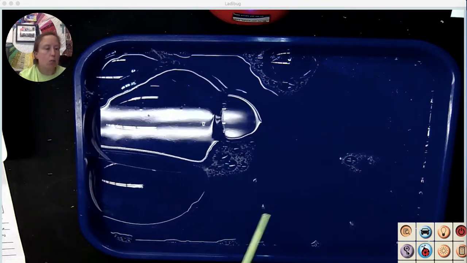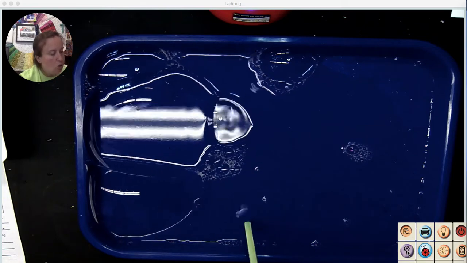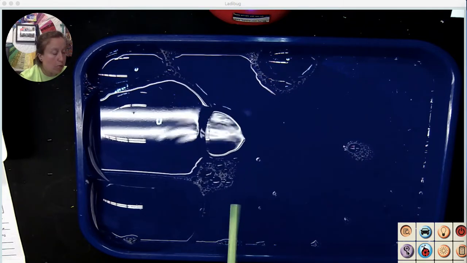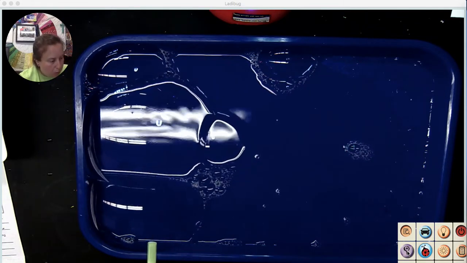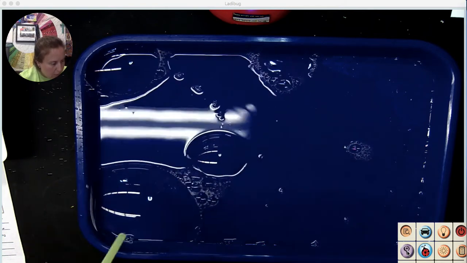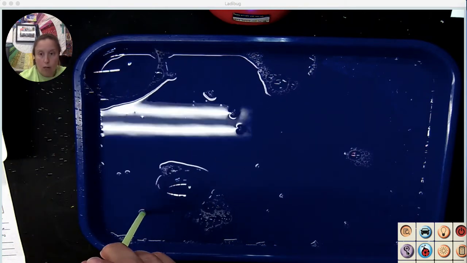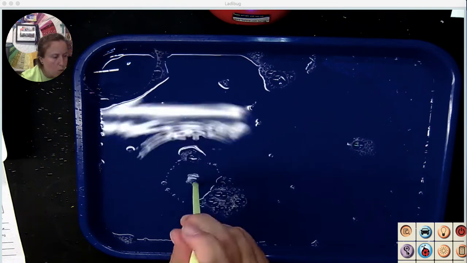The more gently you blow, and the more you can keep the straw inside the water, underneath the water, the bigger your bubble will get. And what's really neat is that sometimes you can put your straw right through your bubble. So you can go around.